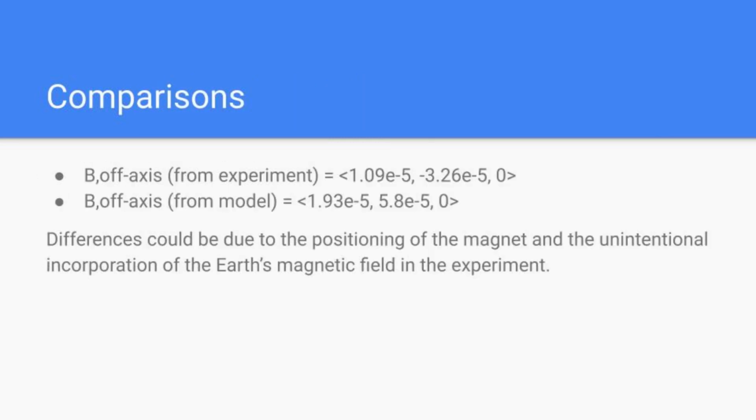When we compare the off-axis values of the magnetic field, the main difference is that the y component is negative on the experimental value, while it is positive on the model value. These differences could be due to the positioning of the magnet and the unintentional incorporation of the Earth's magnetic field in the experiment.